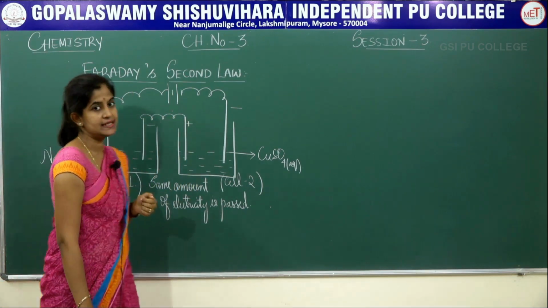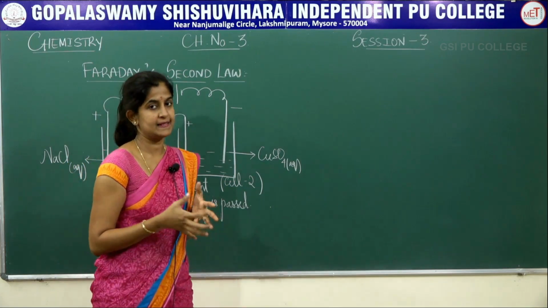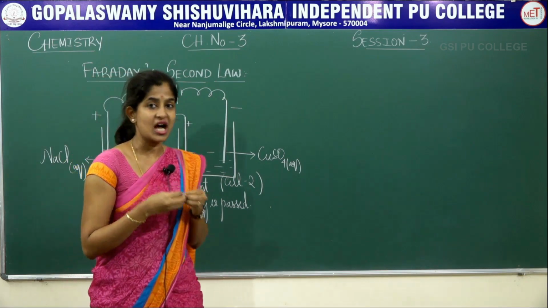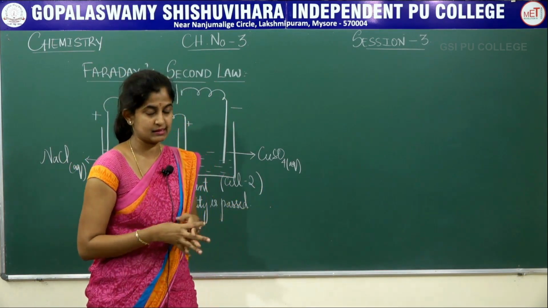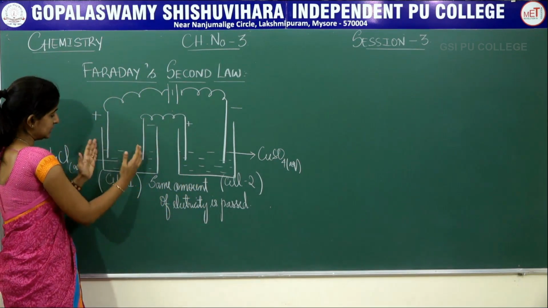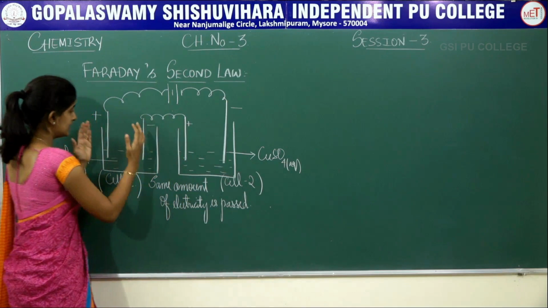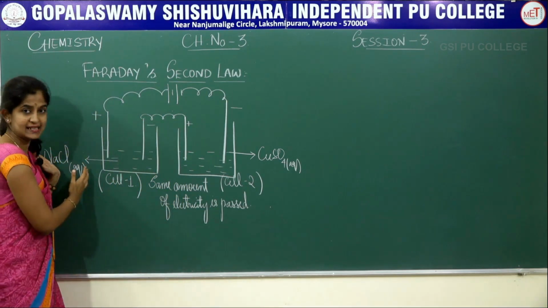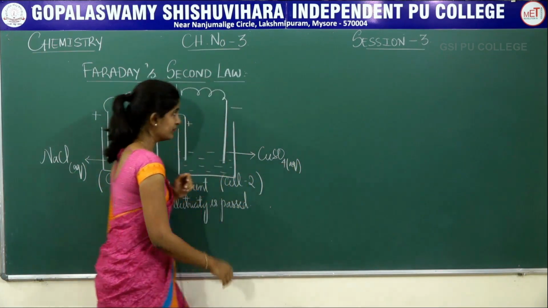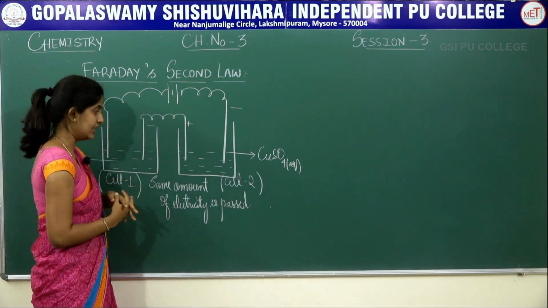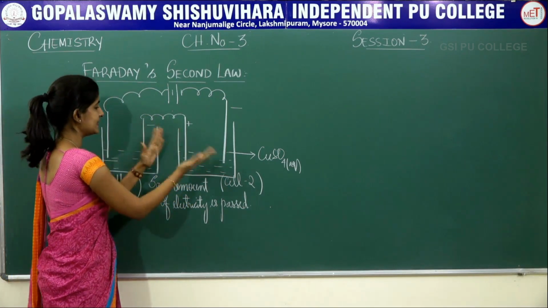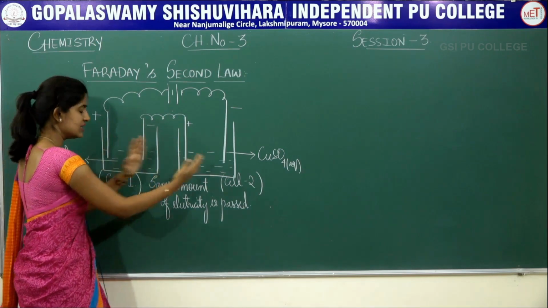So this second law tells about the amount of substance deposited if a fixed amount of electric current, that is, a fixed amount of charge, is passed through different substances. I have taken an illustration to show you two cells, cell 1 and cell 2. In cell 1, two electrodes are dipped in NaCl solution; in cell 2, two electrodes are dipped in copper sulfate solution. Both are connected to an electric supply, and the same amount of electricity is passed through both cells.